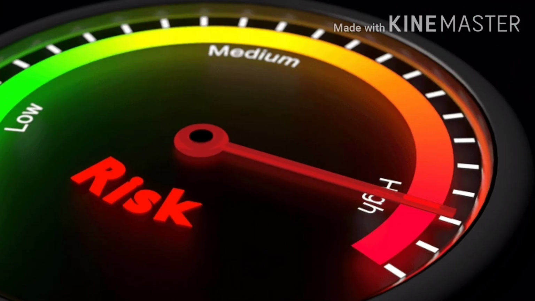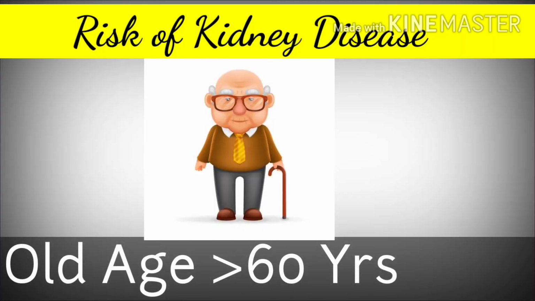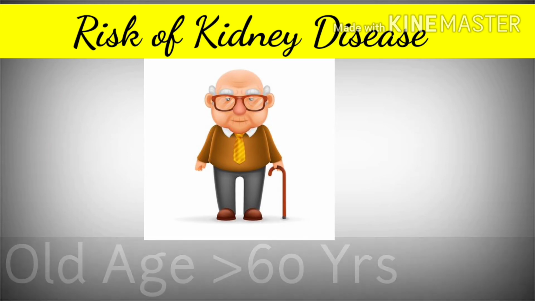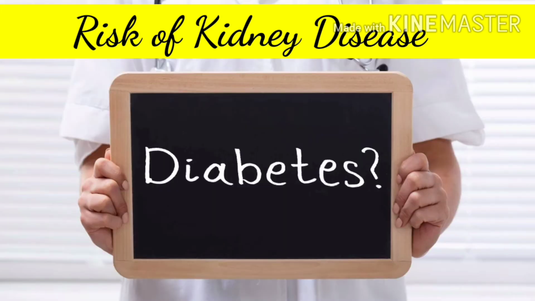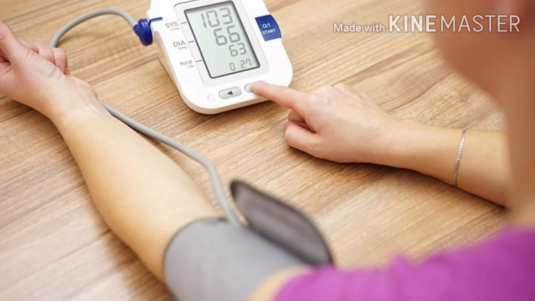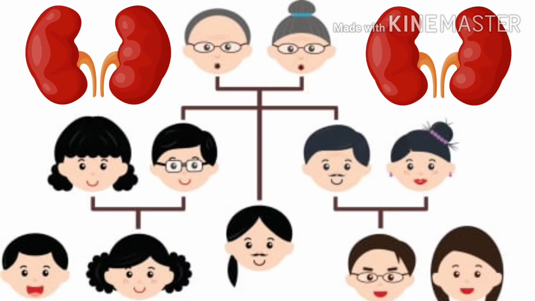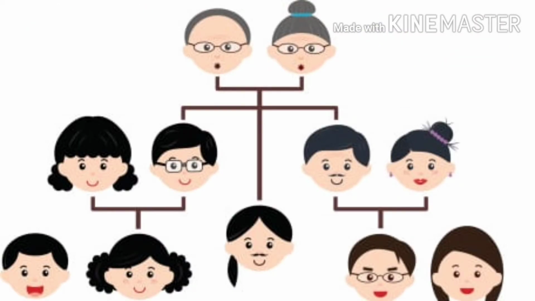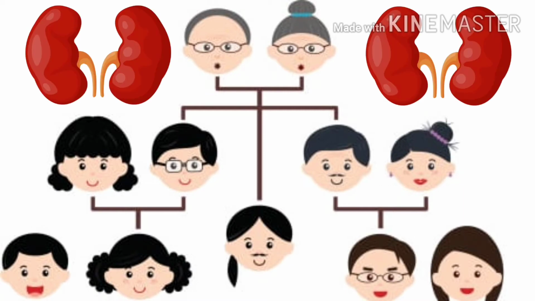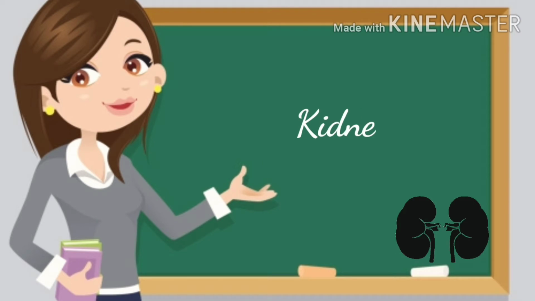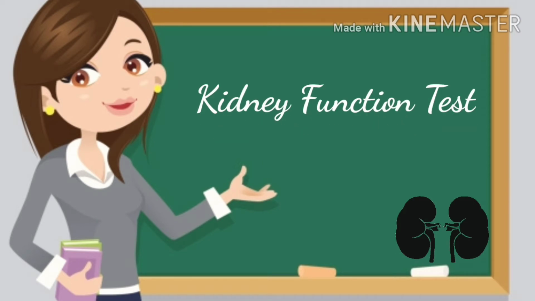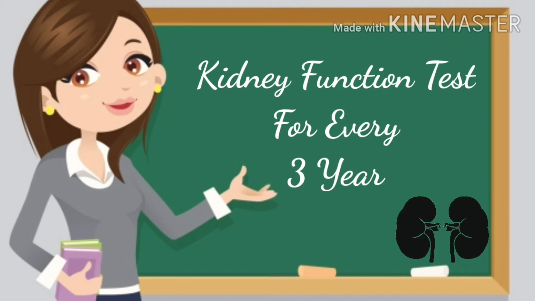Risk of kidney disease. Kidney disease often occurs, and people are at high risk, with old age greater than 60 years, people with diabetes, hypertension, and people with a family history of kidney disease. These people are at high risk of kidney problems. They should do kidney function test every 3 years.